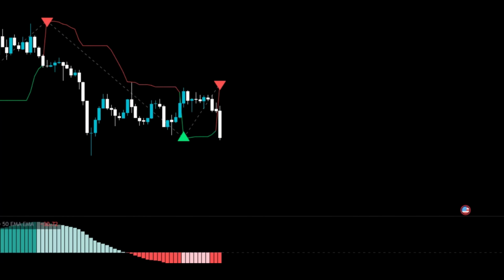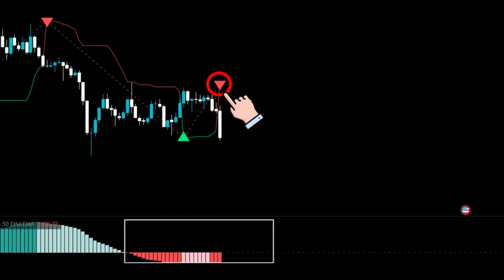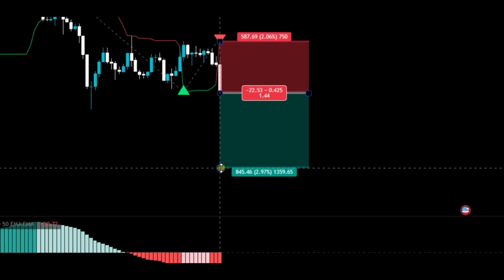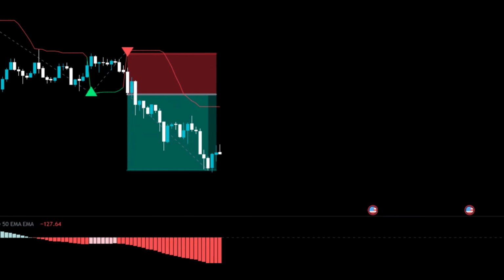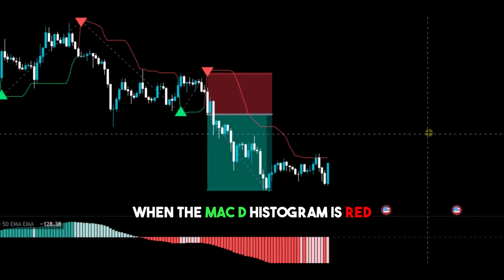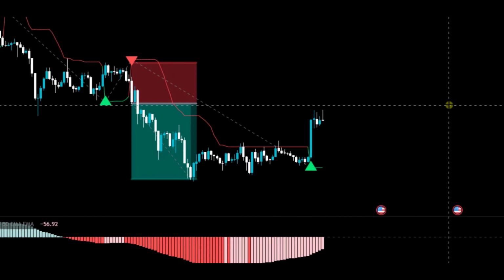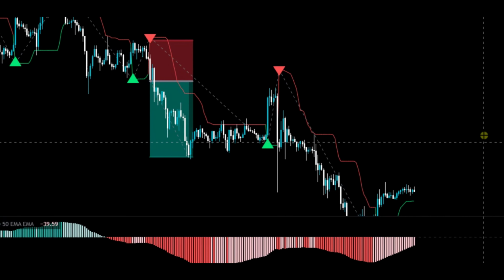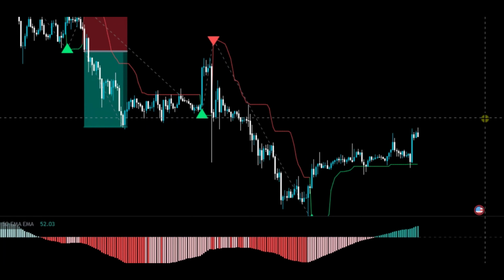I'm going to show you one more quick short example. The MACD histogram is red, we have a Super Bollinger Trend sell signal. This is our trigger candle. Our target is 2 to 1 and this setup crushes our 2 to 1 target. When the MACD histogram is red, the trend is down. And in this situation, we only take these sell signals. We don't care about these buy signals when the MACD histogram is red.